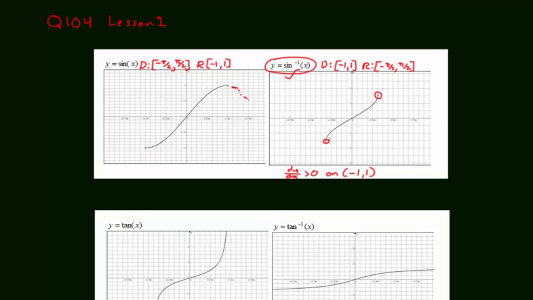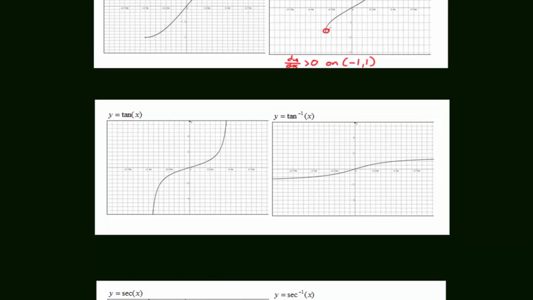Now let's take a look at the one below. The domain needs to be restricted to negative pi over 2 to pi over 2, not including, with corresponding range of all reals. When that is done, the inverse is also a function and looks like what we have here. And the domain and ranges are reversed.